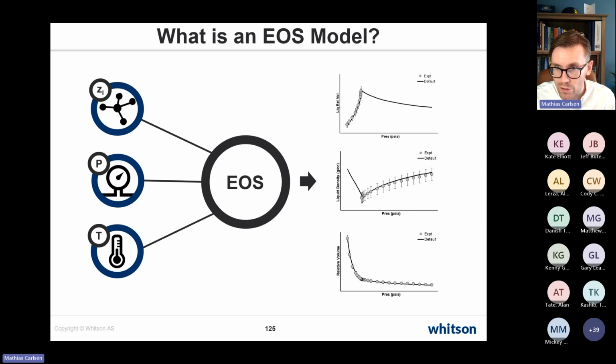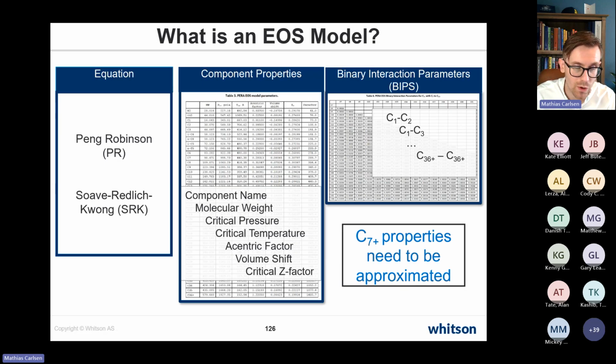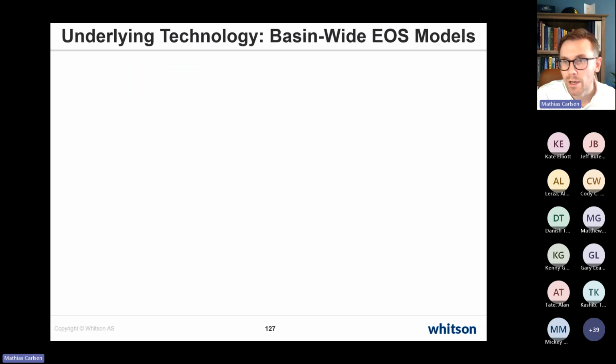Well, what does an equation of state look like? If Curtis wanted to send me an equation of state, he would basically send me either the Peng-Robinson or SRK equation of state. It will have two tables, the component properties and the binary interaction coefficients. That's what it looks like, and there are different industry standard formats. Typically, Eclipse 300 is an industry standard.